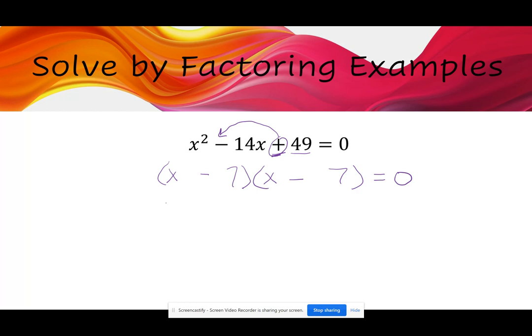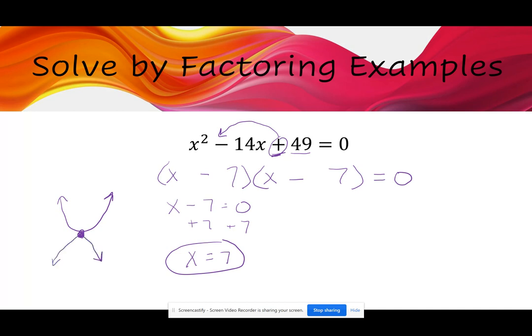This one is actually a special case. x minus 7 equals 0, so you're going to add 7 to both sides. We get x equals 7. And it's listed twice because this means that our parabola hits our x-axis at 7, like that. So it only touches it once, but it is listed twice because of this bounce.